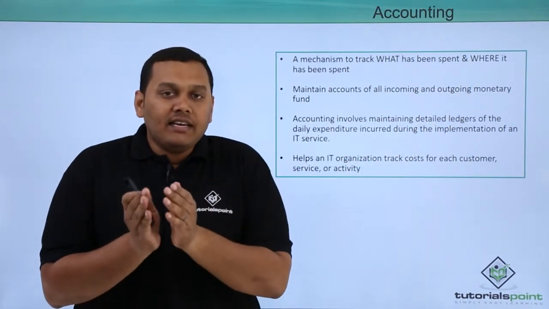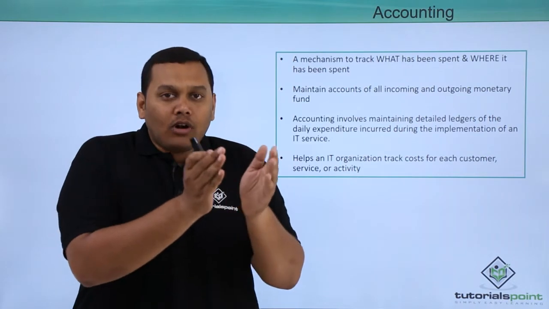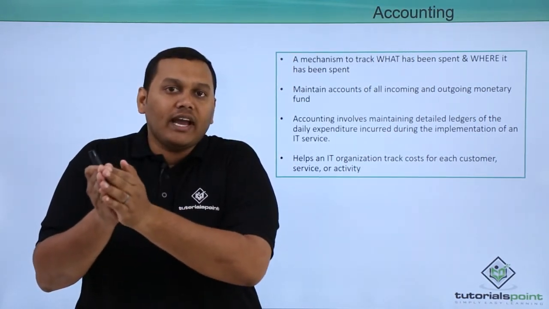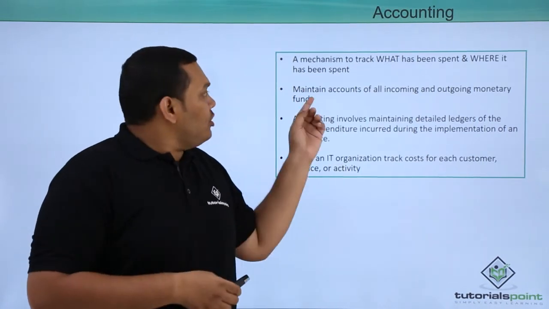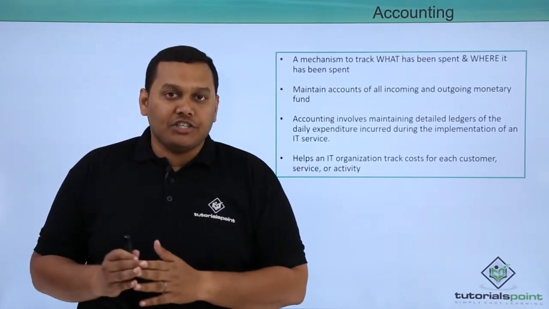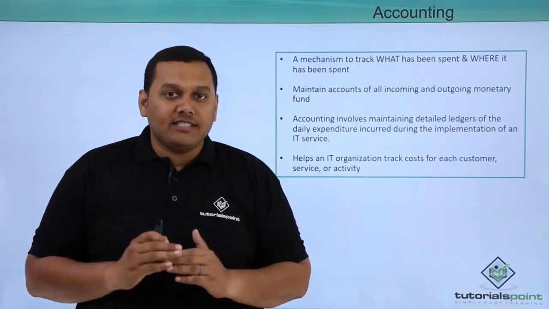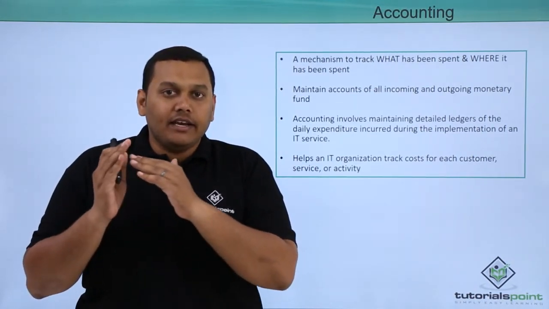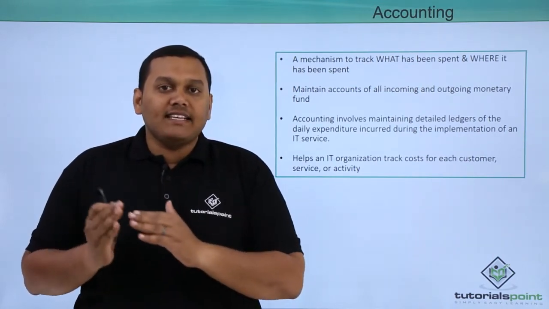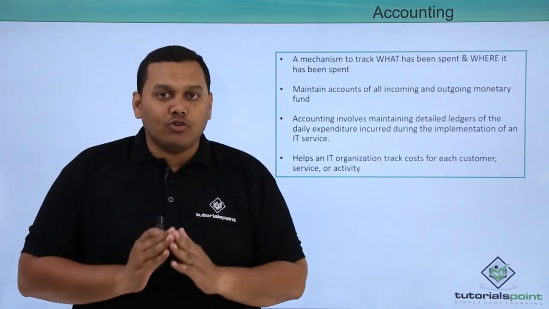So, we will have clear accounts of what needs to be purchased and how much amount we have to provide to get that purchase. If you take an example of software required for an organization, they need 5 licenses. Per license it costs, for example, 200 rupees. So, for 5 licenses it costs 1000 rupees.